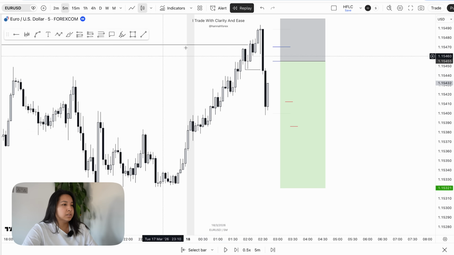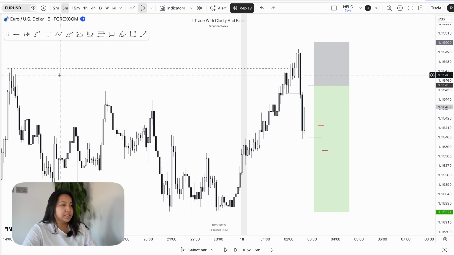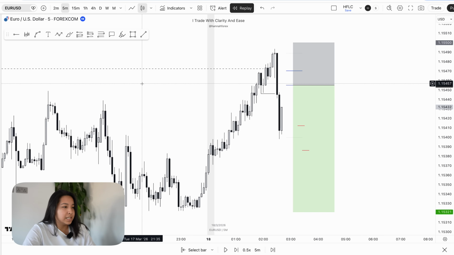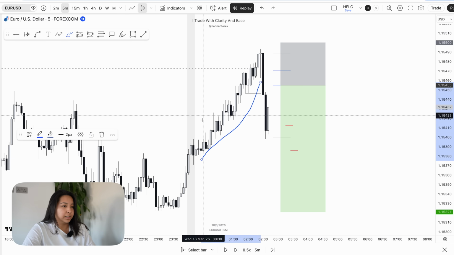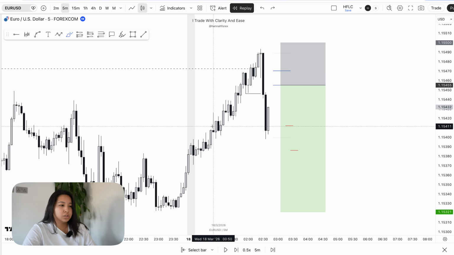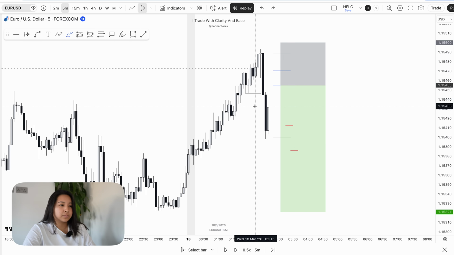If I was just to do this, and then we can use this as a sweep, I like to use a dash line. So we've already taken out not just Asia range highs, but also previous day high. How have we taken it out? We have taken it out correctively, okay? Look at the slow moving price action candles. Compare that to these two bearish candles.